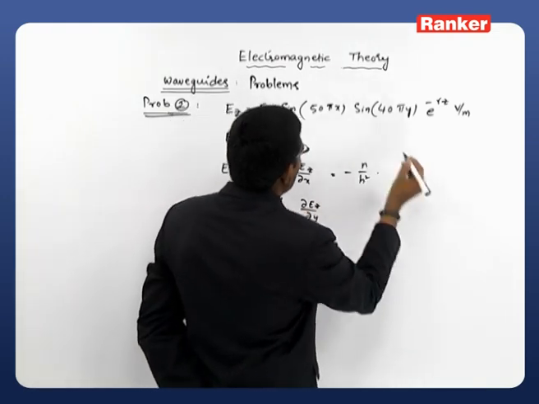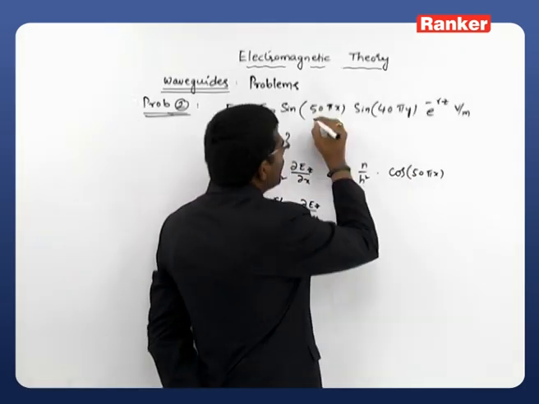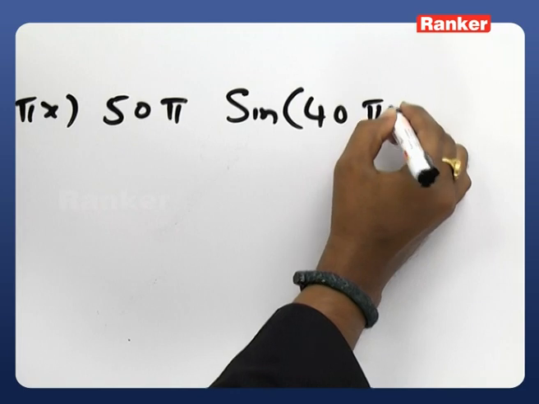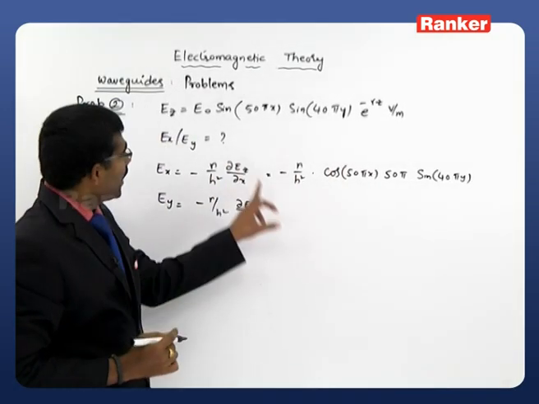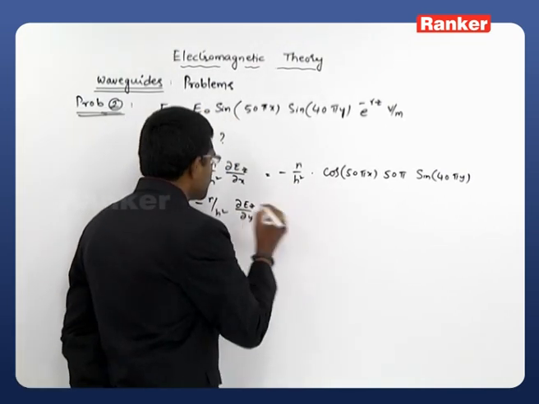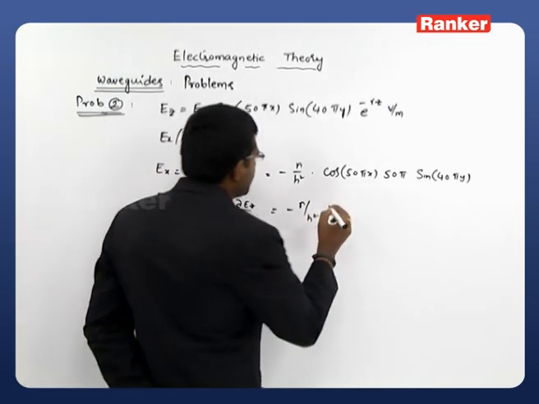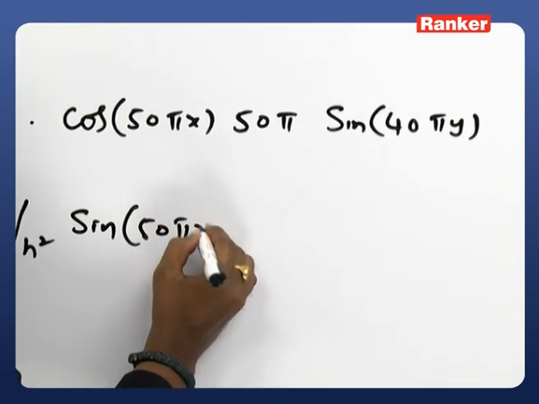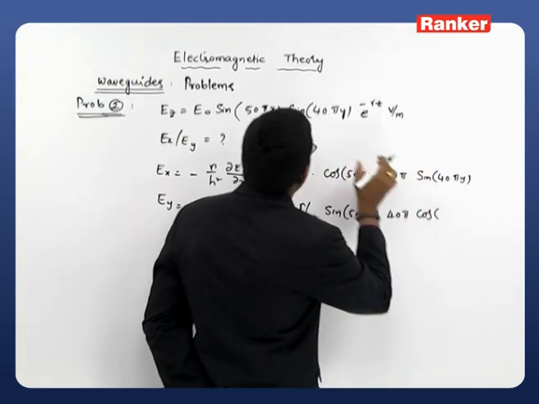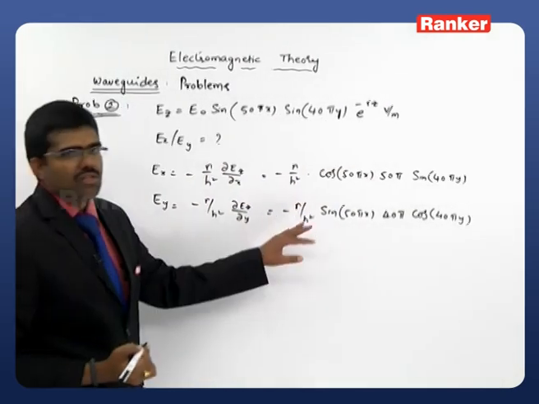Now if you are differentiating with respect to x, what will we get here? Cos 50 pi x, and the internal differentiation is 50 pi, and this sine 40 pi y is left for us. Once again, as all these are not important for us, I am ignoring them. Which equals, here this term can be written as minus gamma by h square, this is with respect to y. The first term remains as it is, sine 50 pi x, and for this one you will get 40 pi as the internal differentiation, and as this is sine, you will get cos 40 pi y. So the remaining terms can be left.